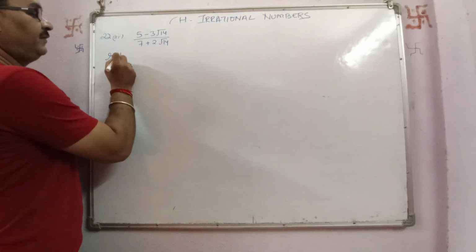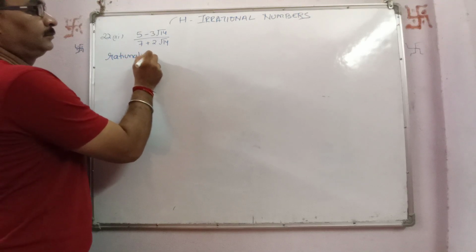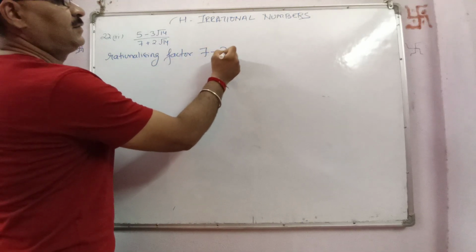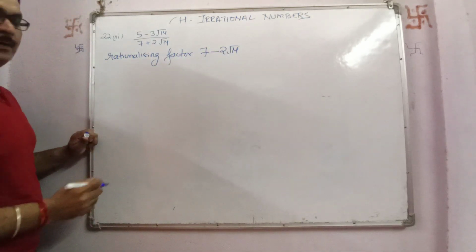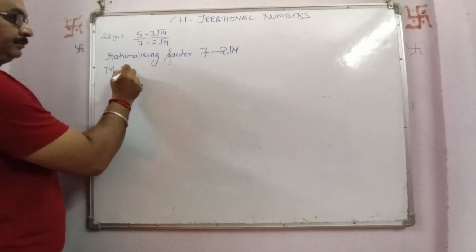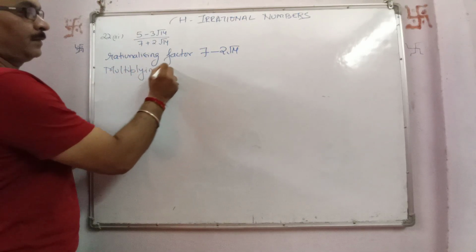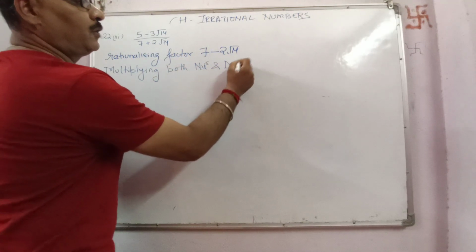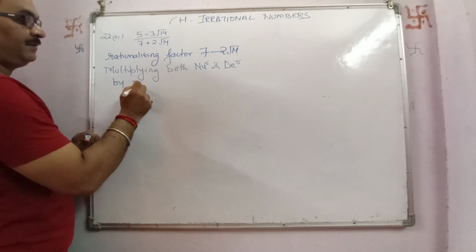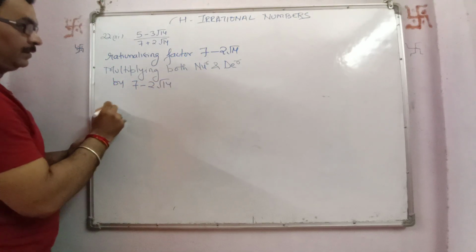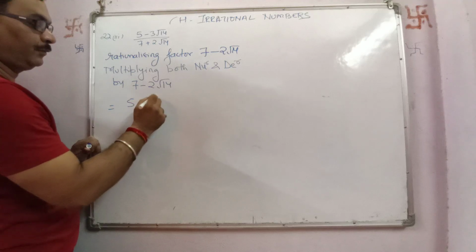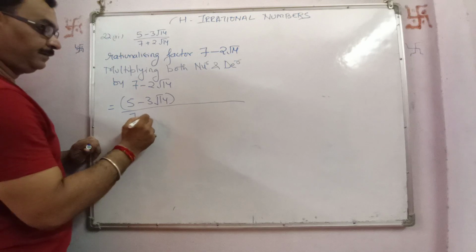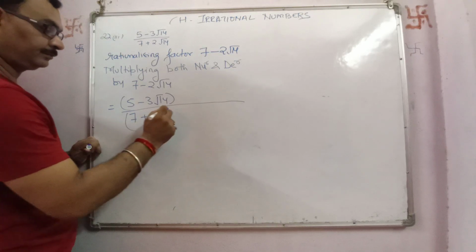So what is the rationalizing factor? 7 minus 2√14. So multiplying both numerator and denominator by 7 minus 2√14. This will give you (5 − 3√14)/(7 + 2√14).